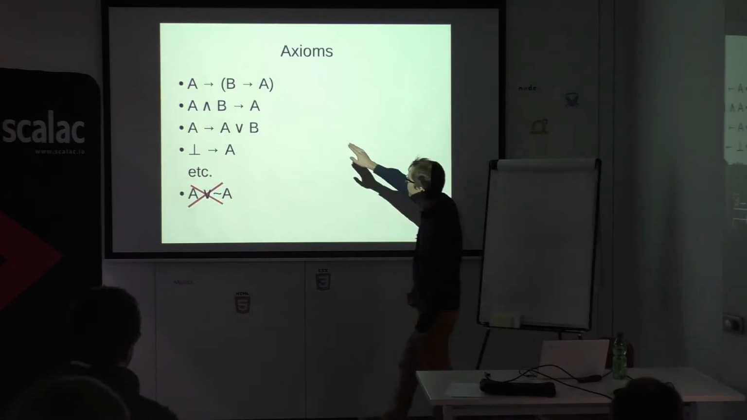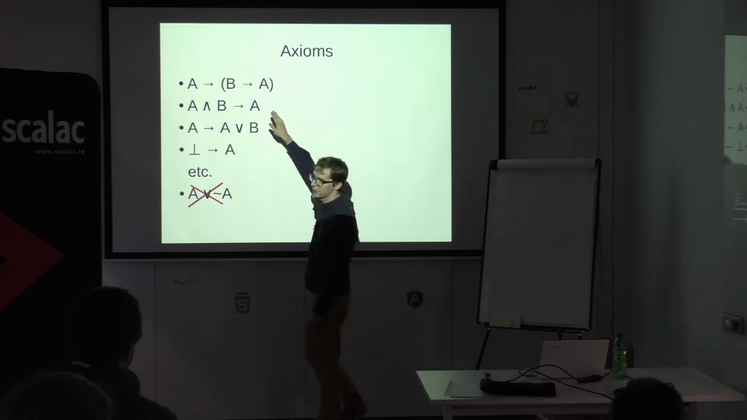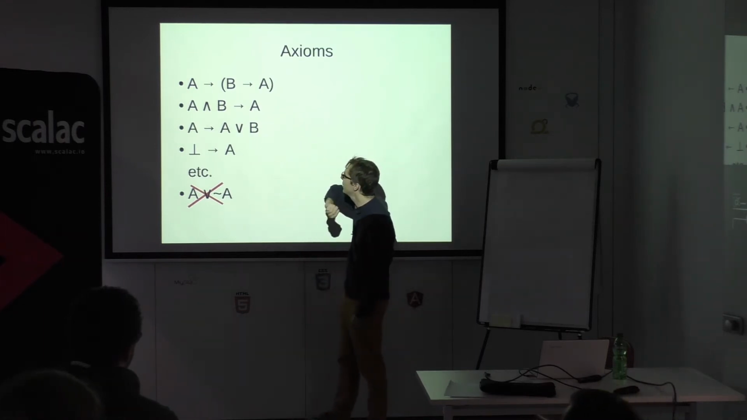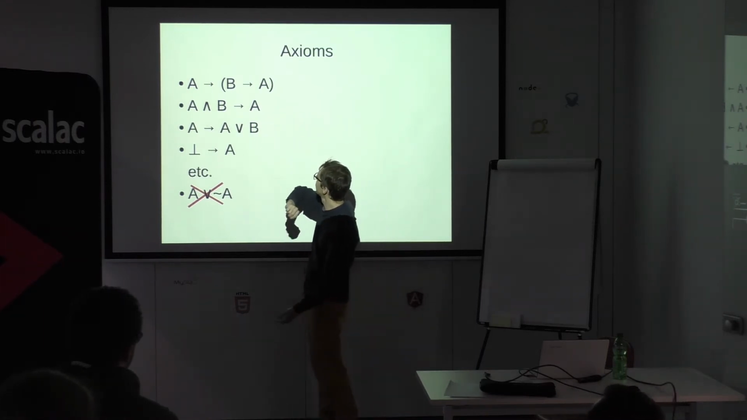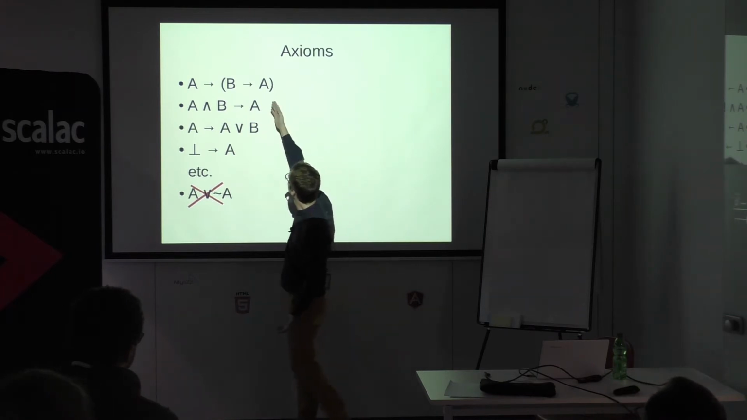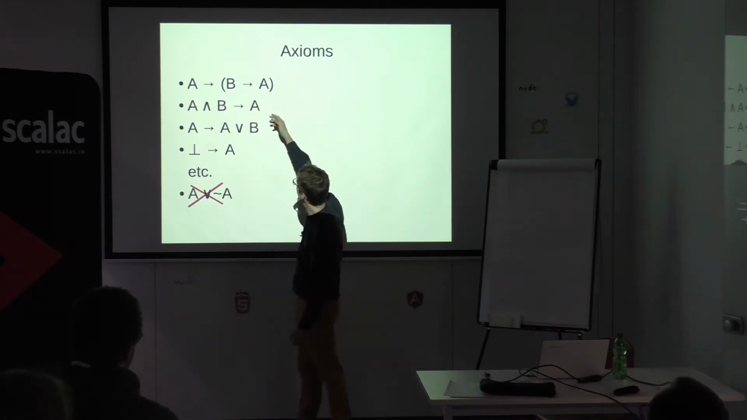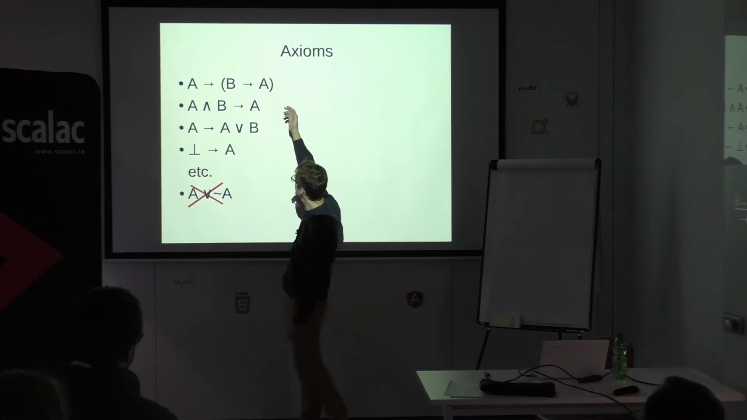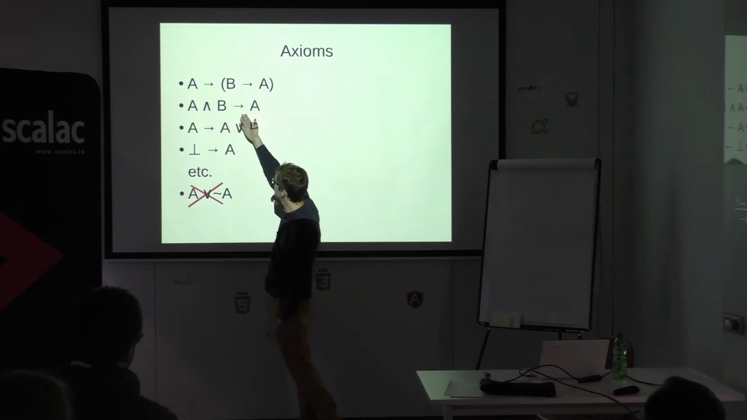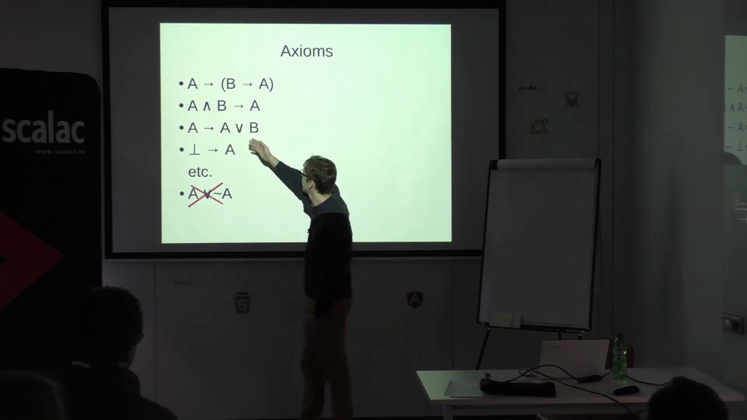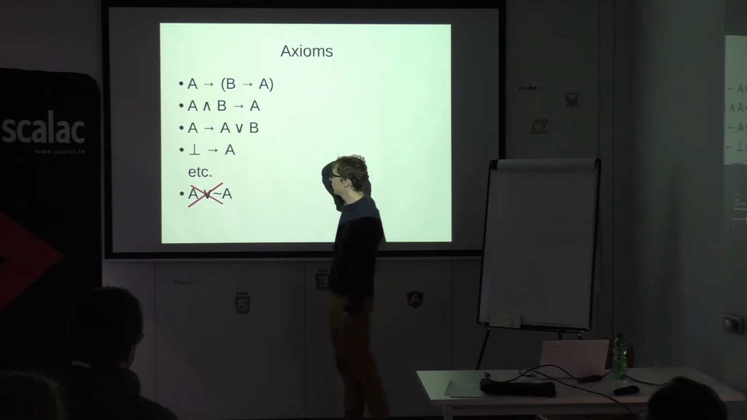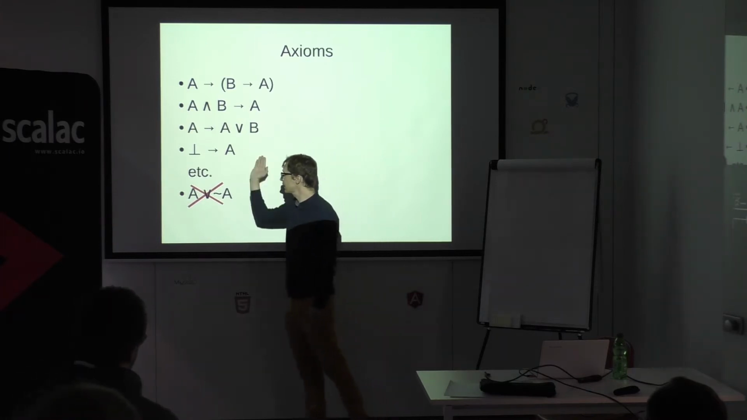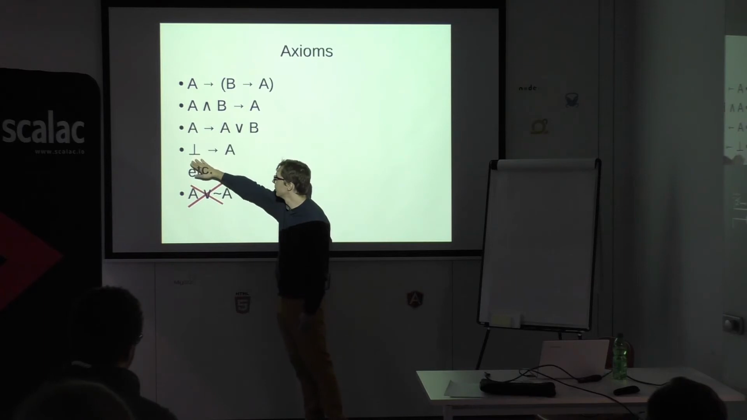Those are the typical axioms that you may or may not remember from school. Implication, this is called modus ponens. This is the conjunction axiom, this is the alternative axiom, and this is the false axiom. This is simple: false implies everything.